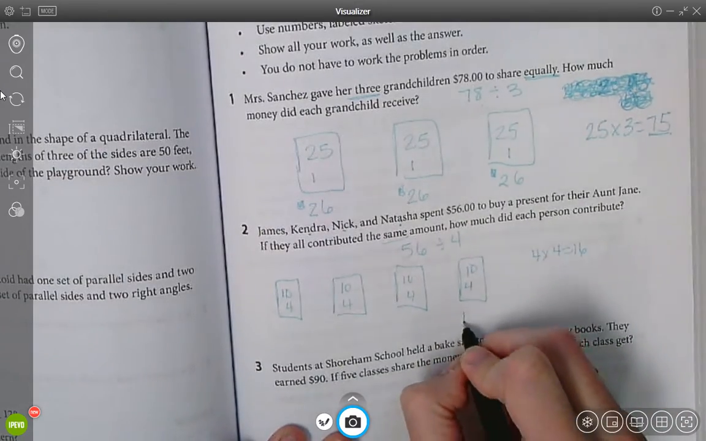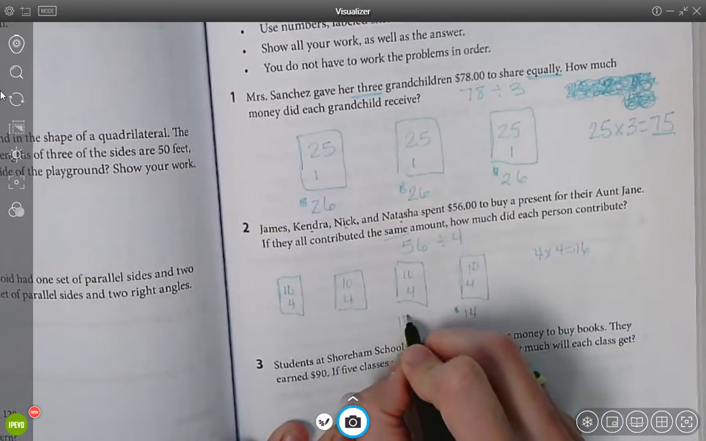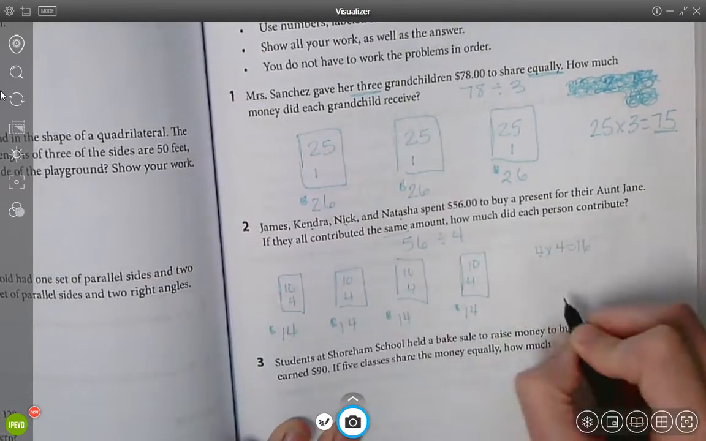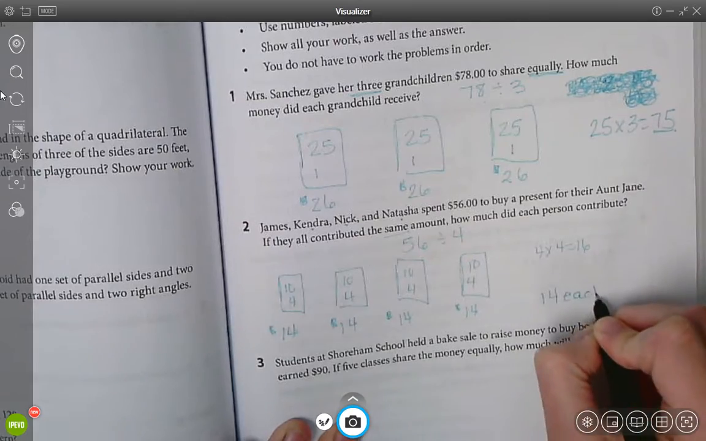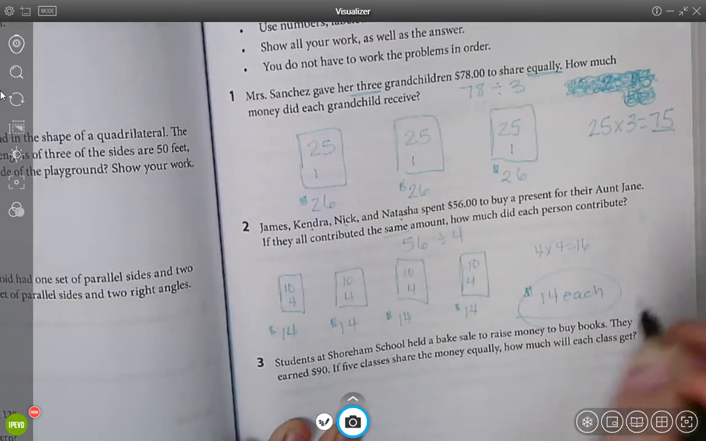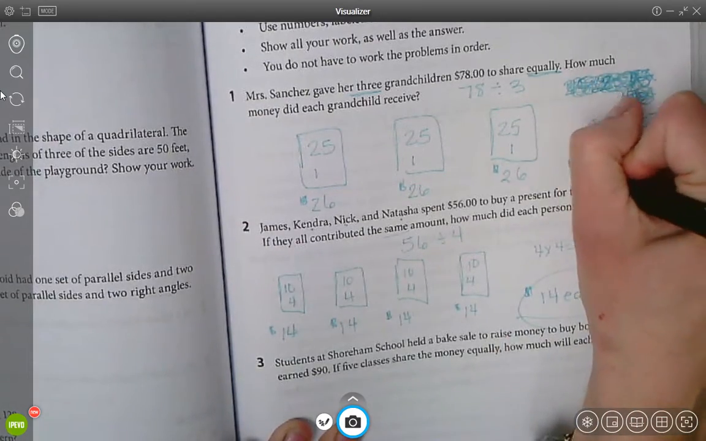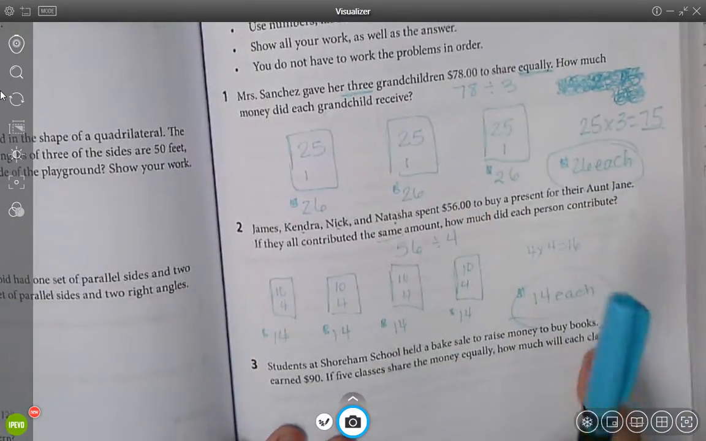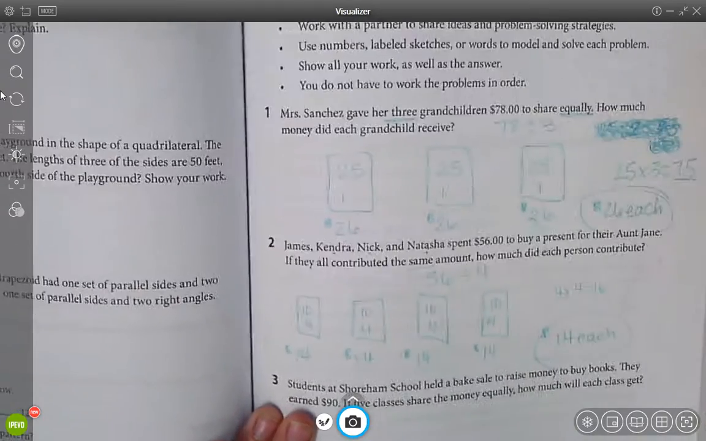So my answer is going to be, they all contributed $14 each. So I need to make sure I put that out here. Okay, and I circled the answer. I should have done that over here as well, because I need to be able to look at it and see your work, but also see what your answer is, okay?